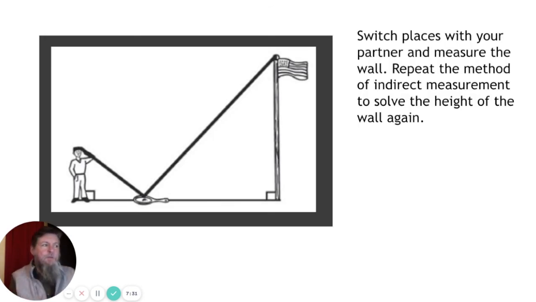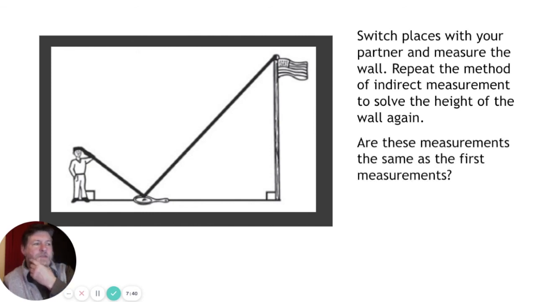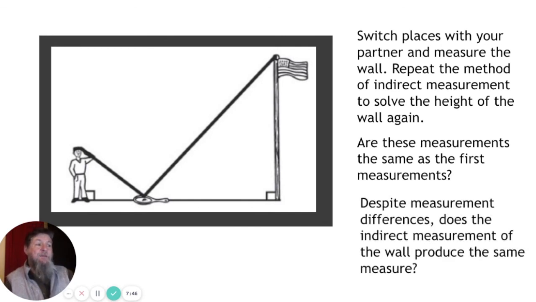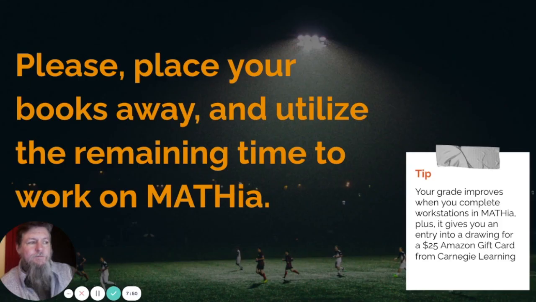Now switch places with your partner and re-measure the wall. Repeat the same method of indirect measurement and solve the height of the wall again. Once you do this, tell me if the measurements are the same as the first time you did it. And despite the measurement differences, does the indirect measurement of the wall produce the same measure?